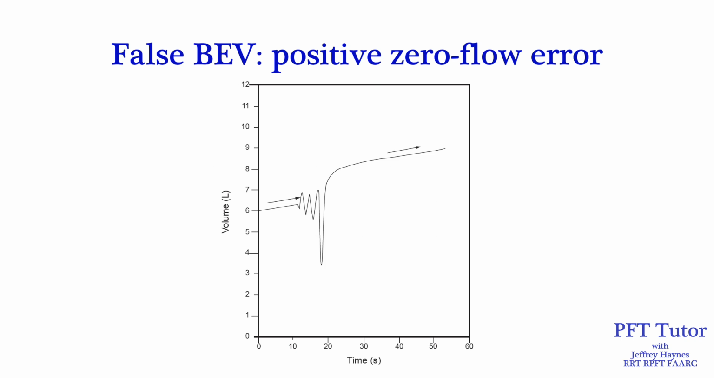The positive zero flow error can cause false extrapolated volume because it's recording expiratory flow even if the patient isn't breathing. And as you can see here in the graphic, even when the patient is not connected, the volume measurement is going up from this error.